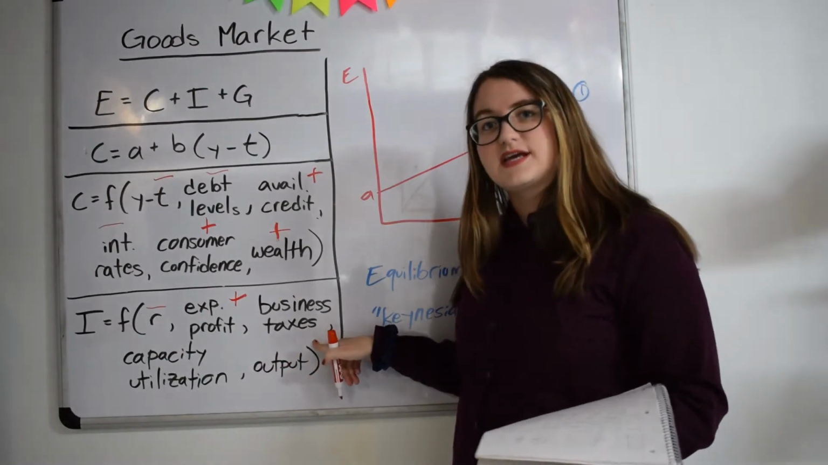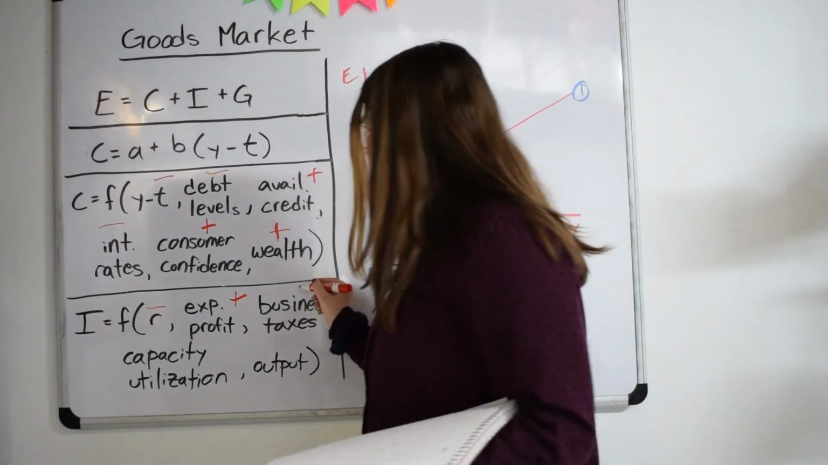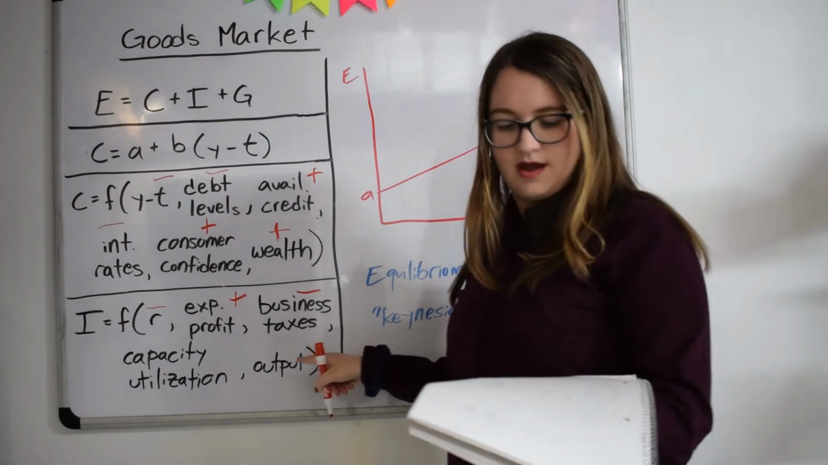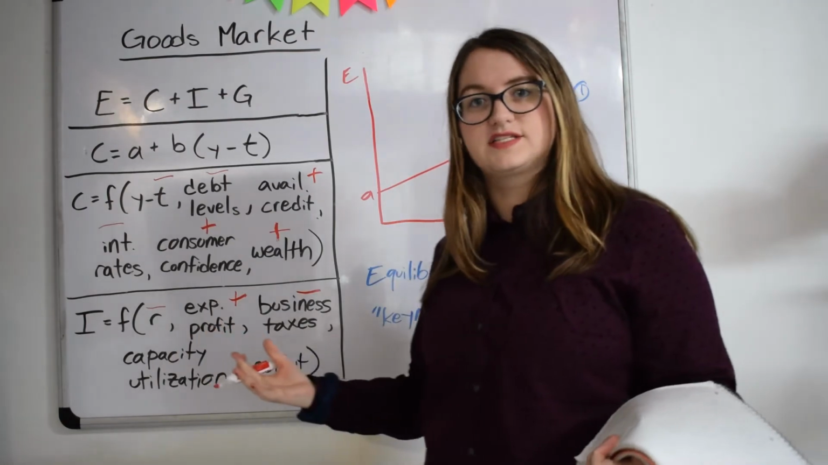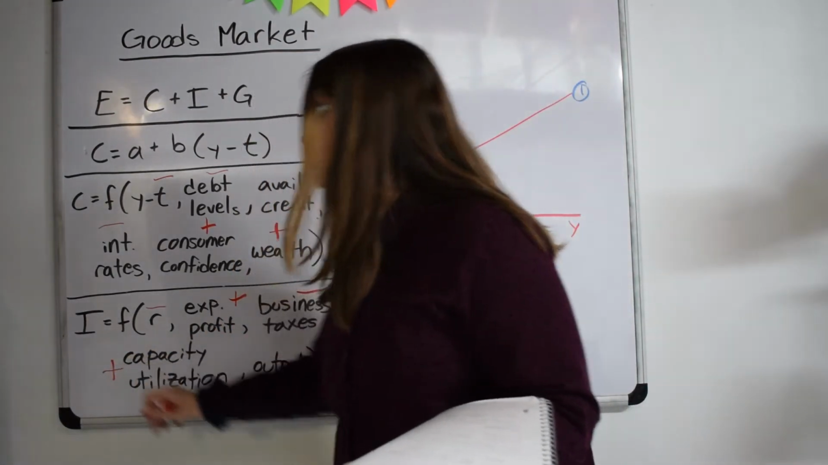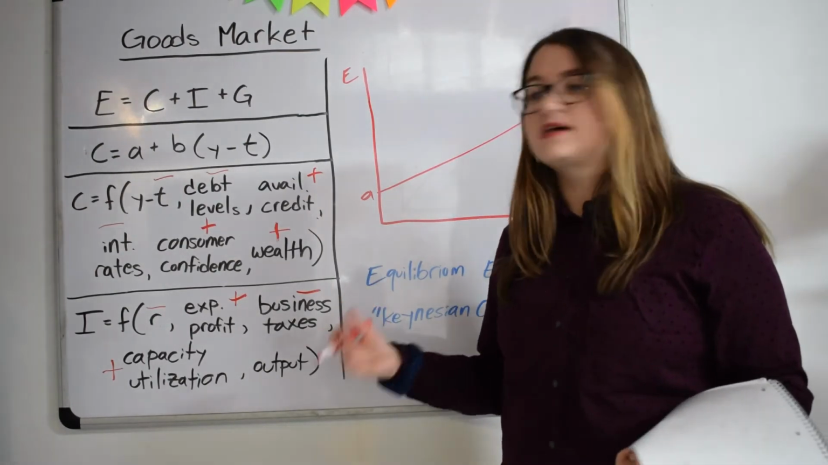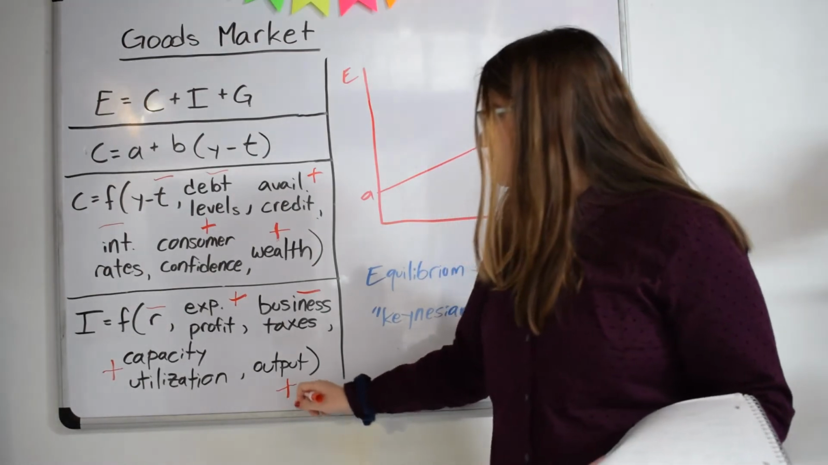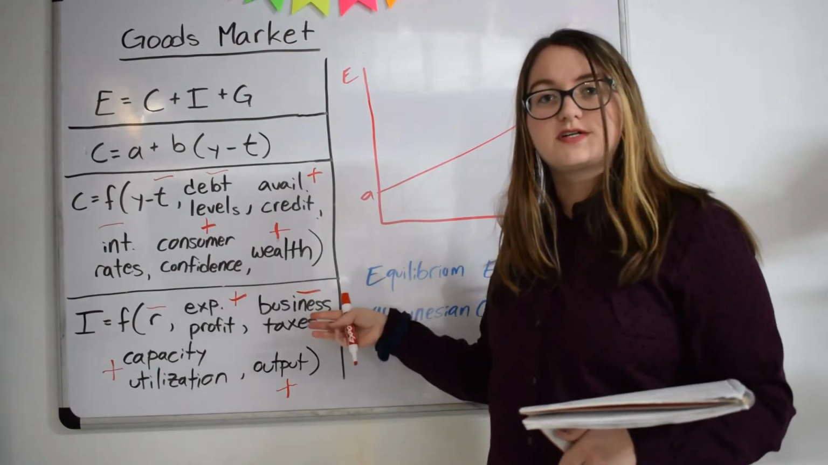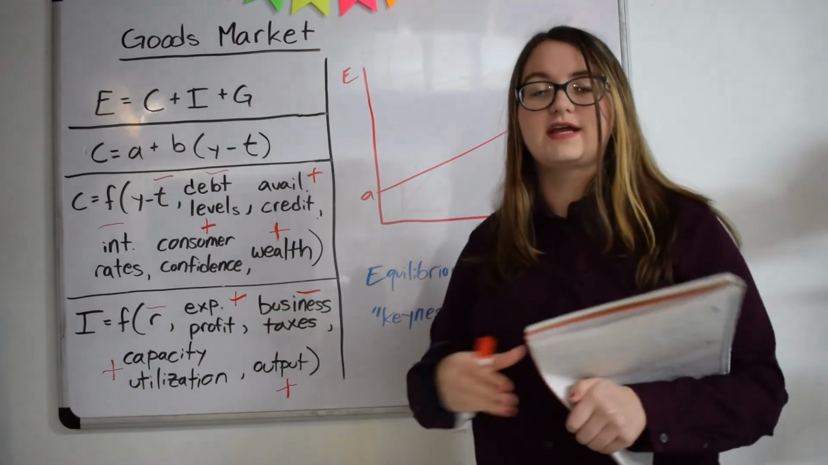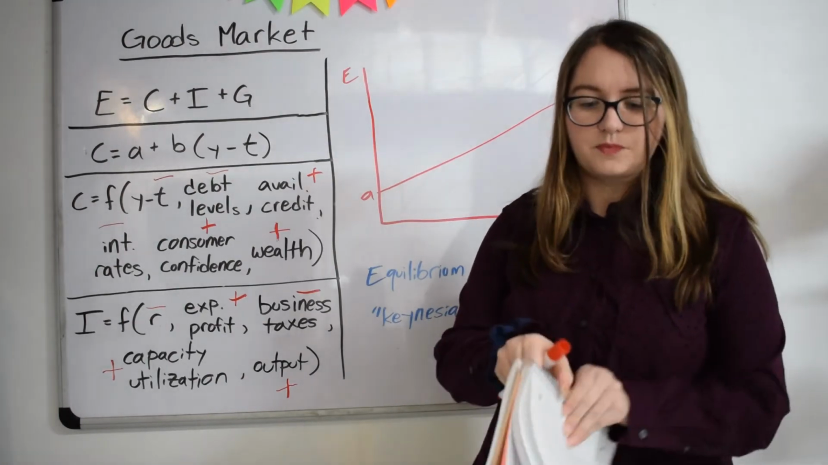If business taxes increase, well, businesses wouldn't want to invest, so that would be a negative relationship. If the capacity utilization increases, so if a firm can make more in its space, then people want to invest, and that'll be a positive relationship. And lastly, if expected output is to rise, then people would want to invest. So that's a positive relationship as well. Again, these relationships will be important, so make sure you have them ready for when you do your homework and eventually take the exam. Okay?